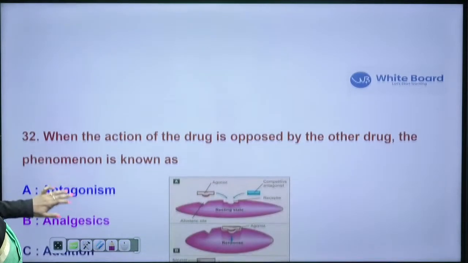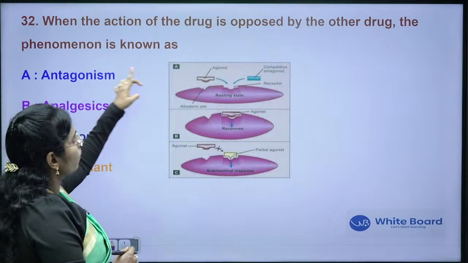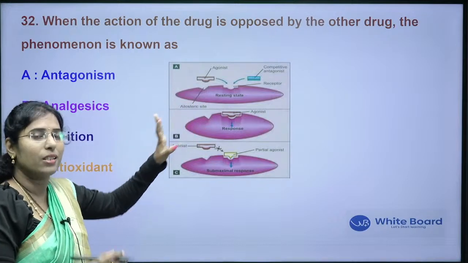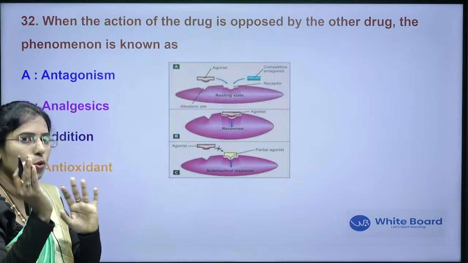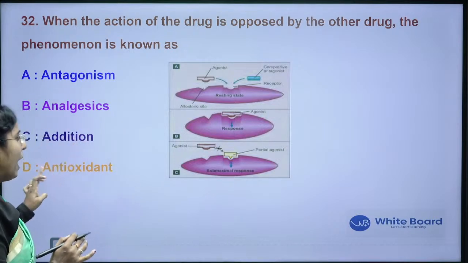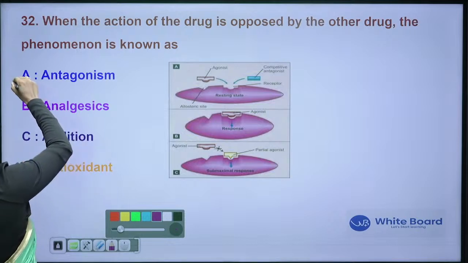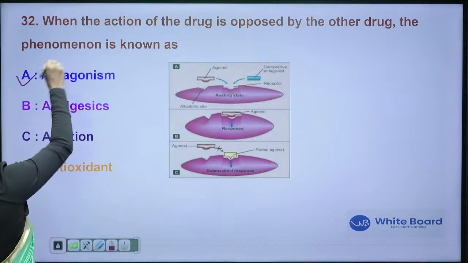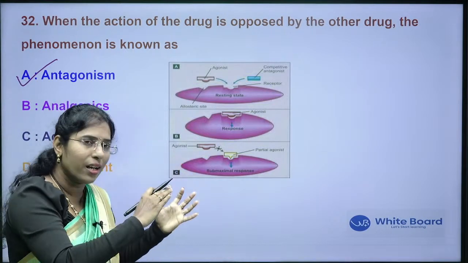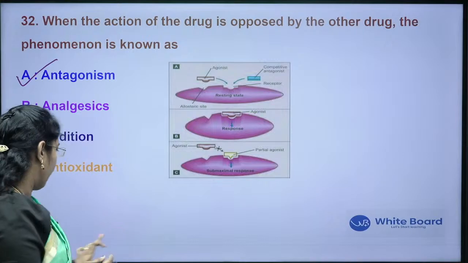Coming to the next question, question 32. When the action of one drug is opposed by the action of another drug, the phenomenon is known as. The options are antagonism, analgesic, addition and antioxidant. Here antagonism means the action of one drug will be opposed by the action of another drug. They interact with each other, so one drug's therapeutic activity is opposed by that of another drug. That is called antagonism.